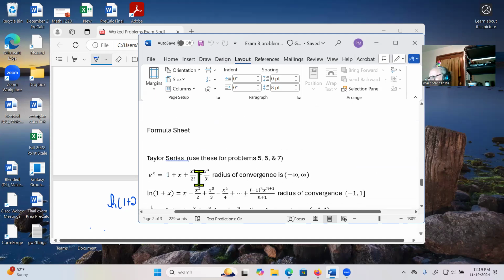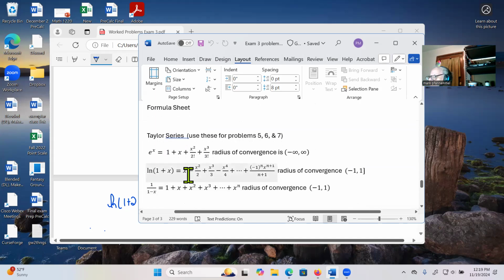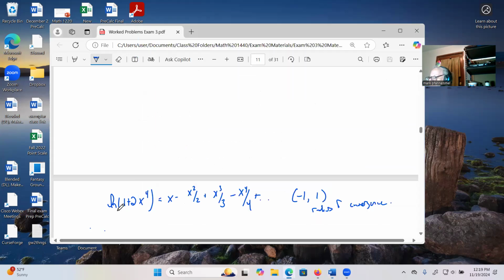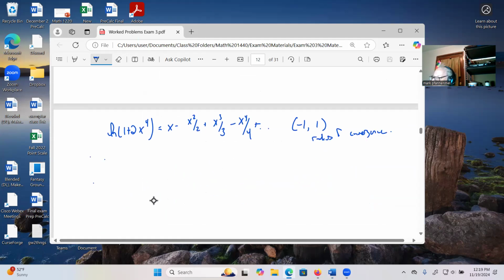So what we're going to do is find the series that looks like the one we have. This one has a natural log in it, so we're going to use the natural log one. But let's do this first. Let's set u to be 2x to the fourth power. So when I write down my Taylor series, it's ln of 1 plus u. Let's be proper about things.